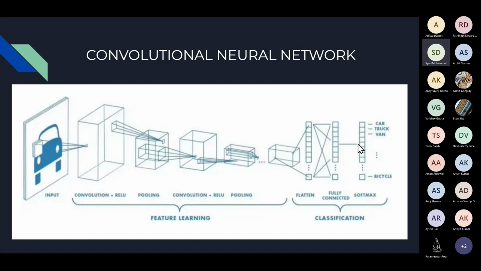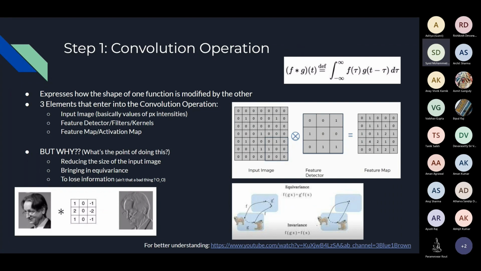Okay, so moving ahead, the very famous convolution operation. So this is the mathematical expression. I will not be going into the details of it, but I'll be explaining a bit of the essence of what happens. What it basically does is express how the shape of one function is modified by the other. So this is what the convolution operation does.